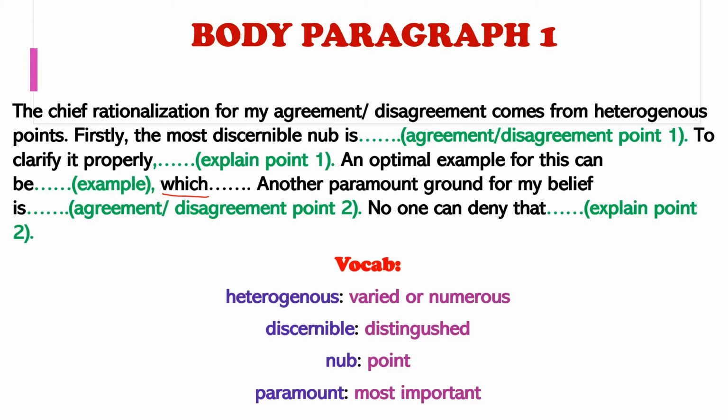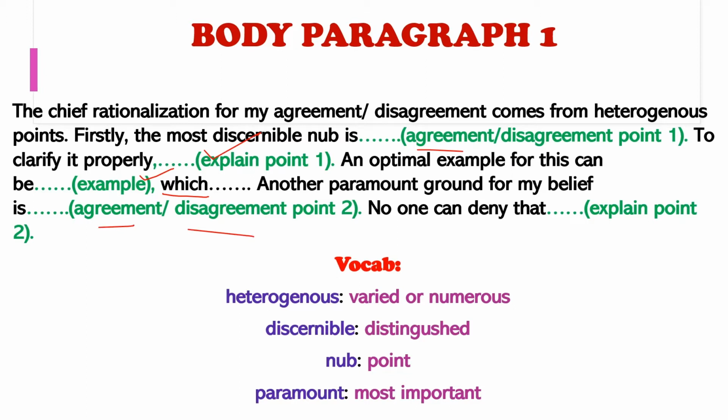Okay, thus making other people realize what he is going through, something like that. Then my first point is given. I have explained it and I have given an example to justify it. Now my second point, another paramount ground. Paramount ground means another most important ground for my belief. So another paramount ground for my belief is, and then you will give your second agreement or disagreement point.